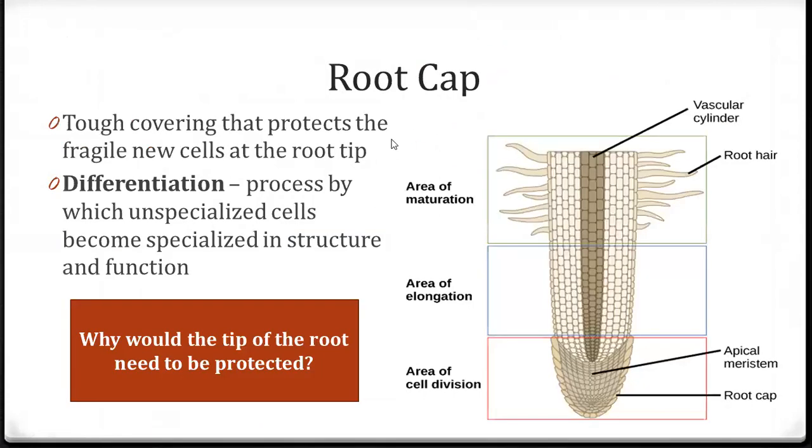Okay, the root cap is the tough covering that protects the cells at the root tip. This is where mitosis occurs. Do you guys remember that lab we did that had the onion cell and we had to count, like, all of these are in prophase, all of these are in metaphase, and you had to count like 100 of them? We were looking at the root cap where the mitosis occurs. Differentiation is the process by which unspecialized cells become specialized in structure and function. And that would obviously need to be protected so it could grow.